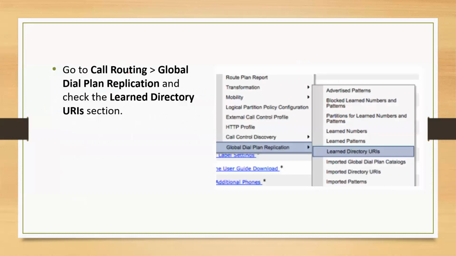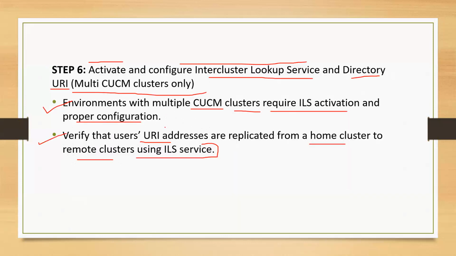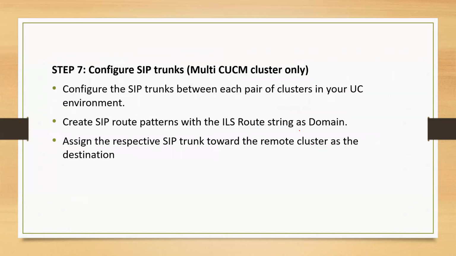That is in the case of multiple CCM clusters. And we can check it here: call routing, global dial plan replication, and check the learned directory URI section. You will be able to see whether it is replicated from the home cluster to remote clusters.